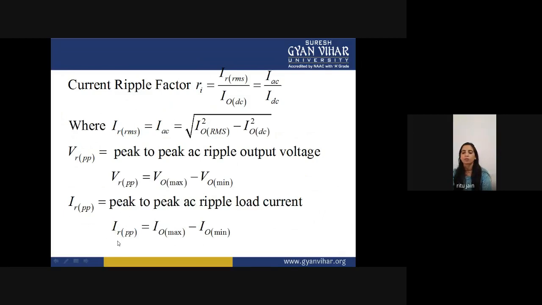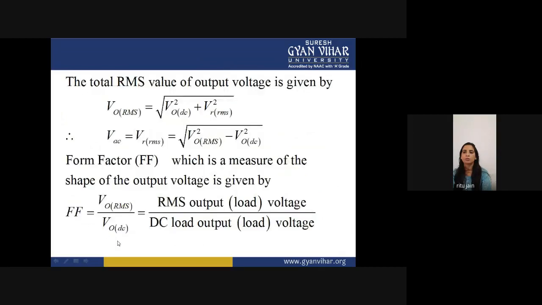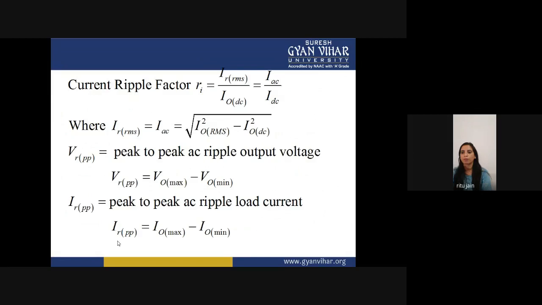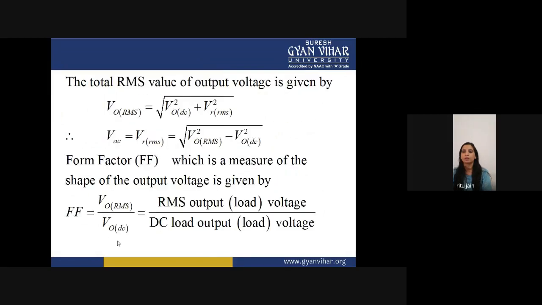Okay. So these are some formulas by which you can calculate, or identify, the performance of your controlled converter. Now, this is your peak-to-peak AC ripple load current, and one is your form factor. We have done with form factor. Form factor formula: V naught RMS upon V naught DC.